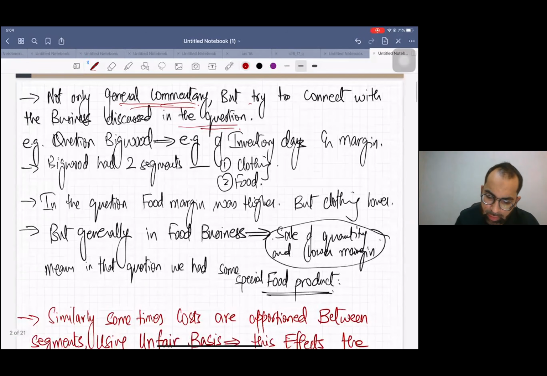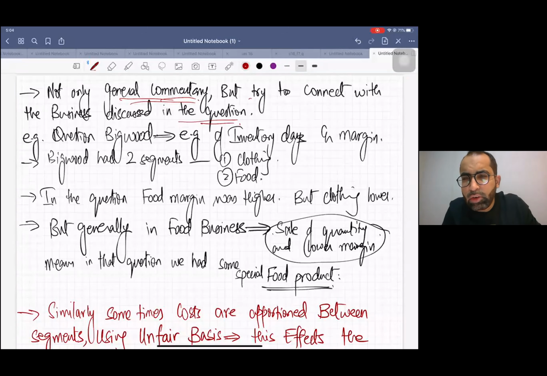Now, the first is an old past paper question named Big Word. You might have done this question or not, but there was a question of Big Word. The first part of the question was related to practical cash flow, and the second part was commentary discussion. In that question, the company had two business segments. The first was a clothing business, like a boutique or something. And the second was a food business, like a restaurant or something, right?